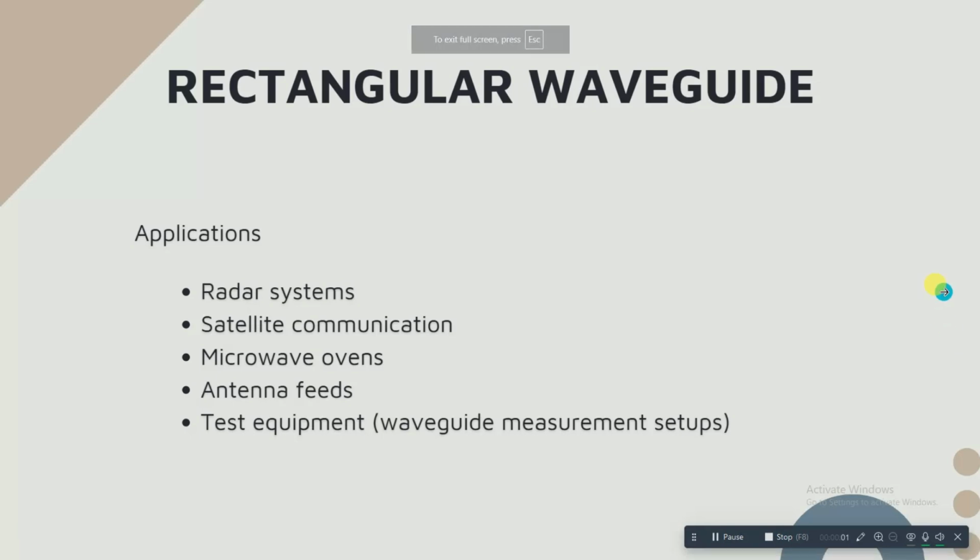At first, let us know the applications of rectangular waveguide. In radar systems, satellite communications, microwave ovens, antenna feeds, and in various test equipment, rectangular waveguides are used.